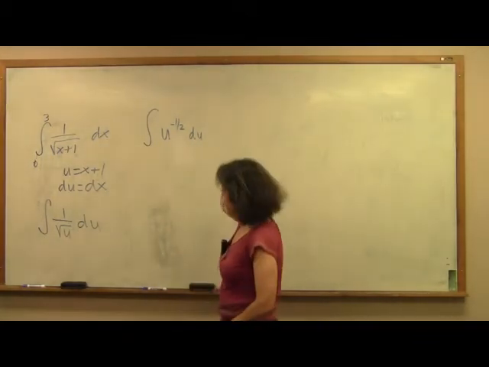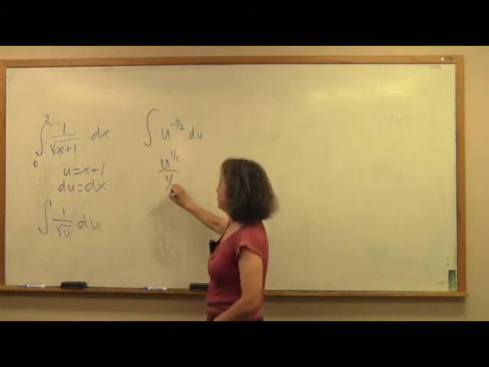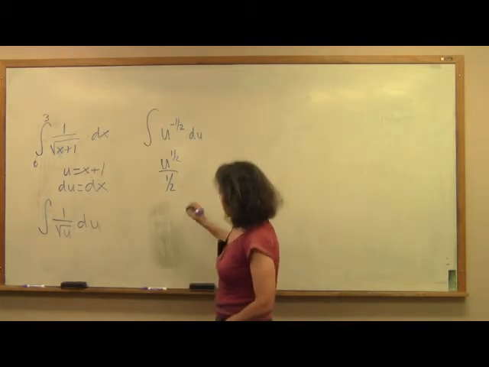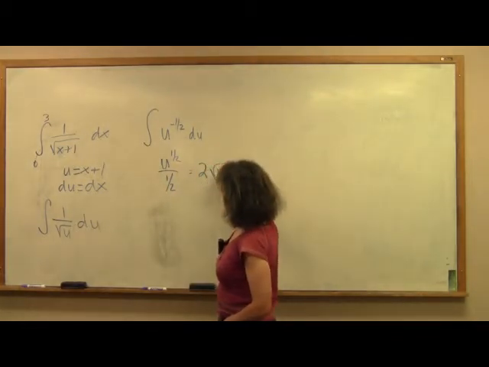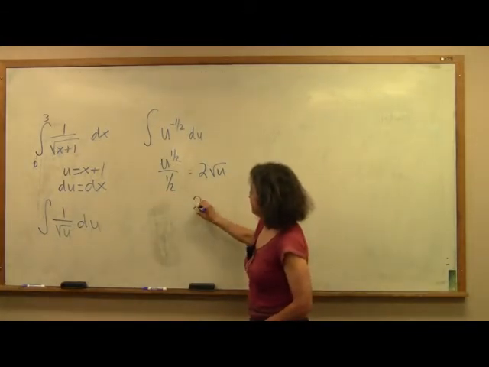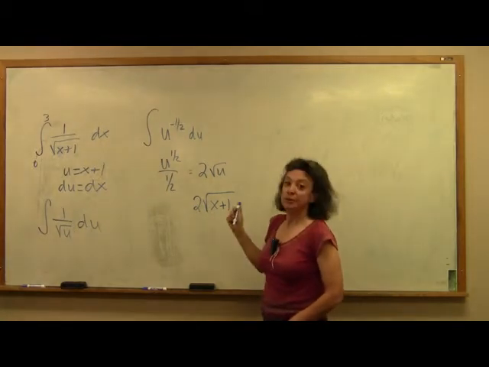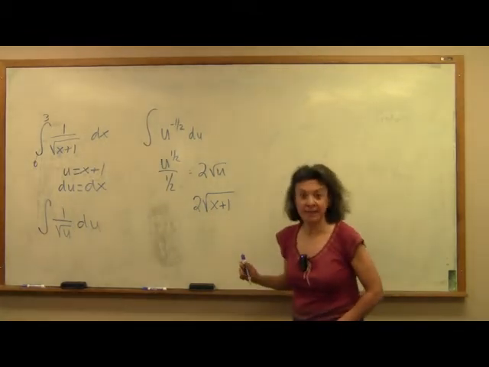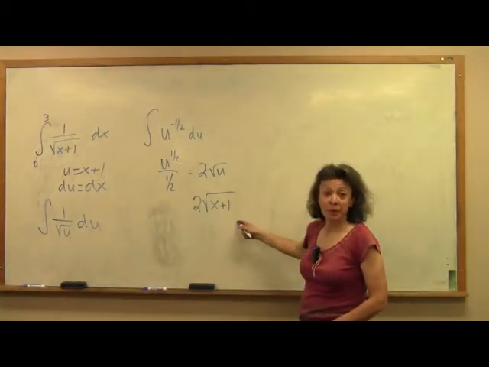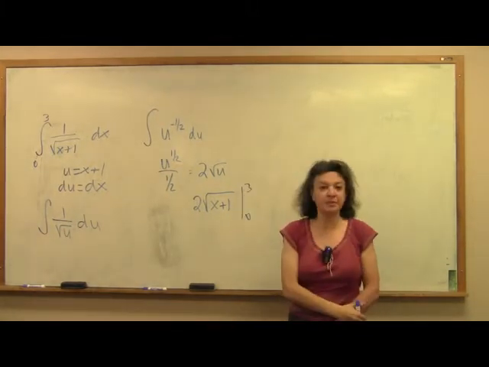Let's take our antiderivative. Okay, if I take my antiderivative, I add 1 to this, I get u to the 1/2 over 1/2, which is equal to 2 times the square root of u, which is equal to 2 times the square root of x plus 1. Notice I didn't put a plus c because I knew once I rewrote it in terms of x that now I'm going to evaluate that from 0 to 3.